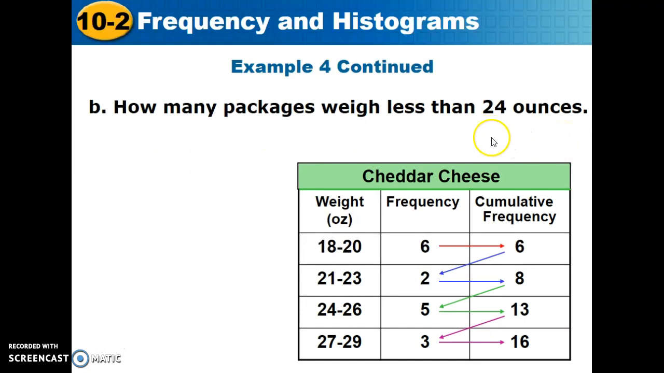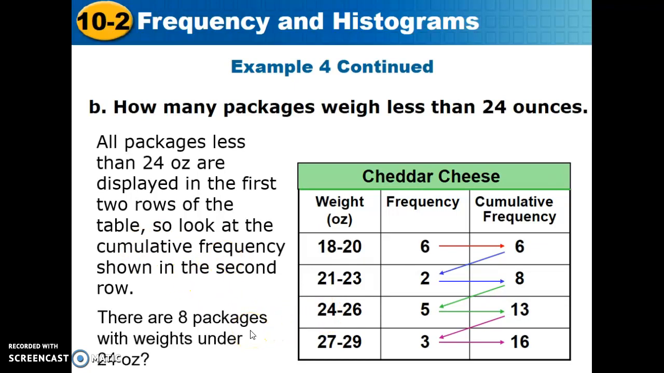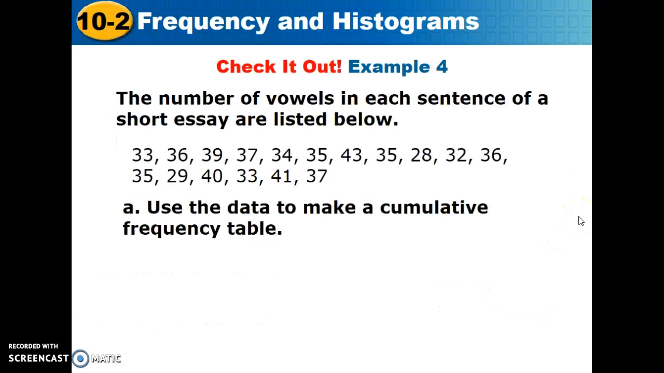How many packages weigh less than 24 ounces? So we're going to come to the table. Here is our 24. We want strictly less than. So we're going to look at our frequency table. They're displayed in the first 2 rows of the table. So look at the cumulative frequency shown in the second row. There are 8 packages with weights under 24 ounces.